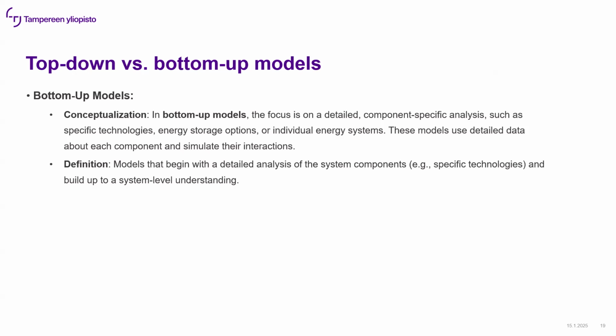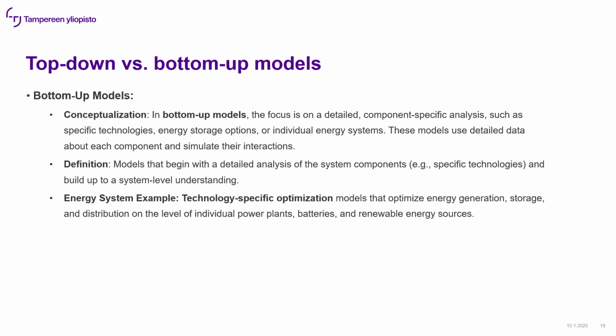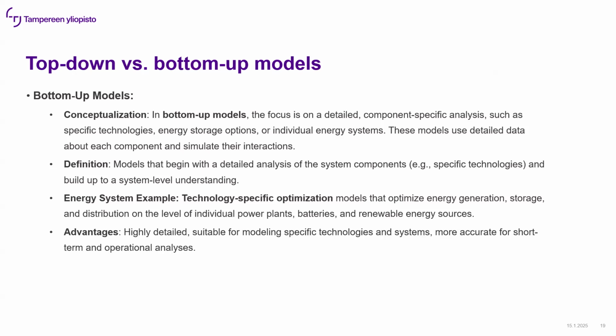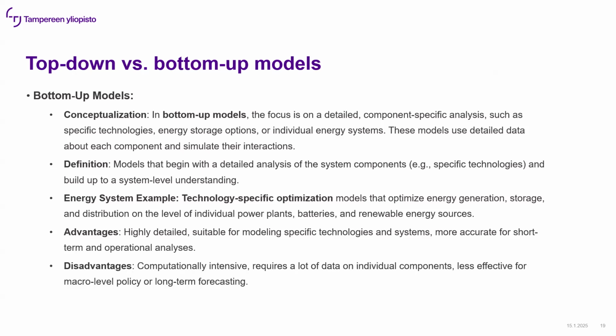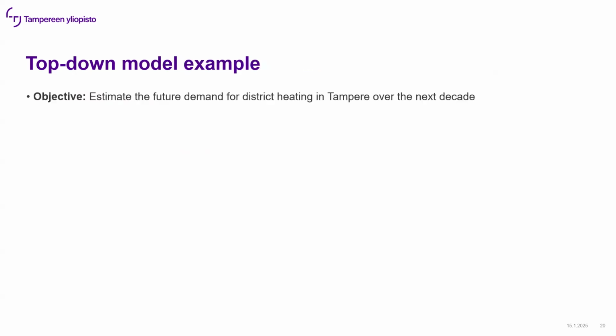And this is something that you are mostly familiar with on this course. So technology-specific optimization: models that optimize energy generation, storage, distribution, or on the level of individual power plants. So individual assets in the model itself. Highly detailed, suitable for modeling specific technologies and systems. And of course, computationally intensive.